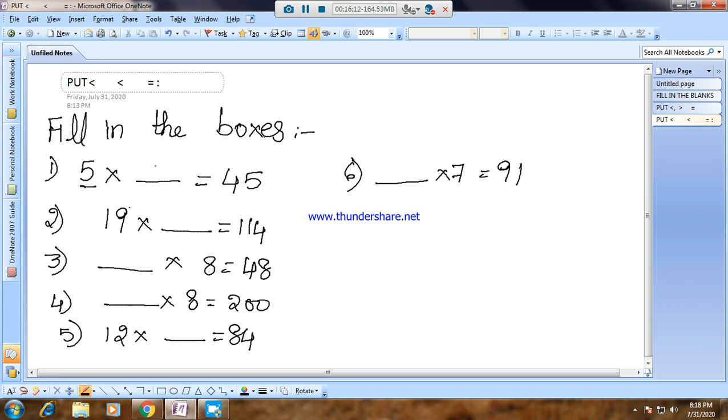5 table, when you'll get 45. 5 ones are 5, 5 twos are 10, 5 threes are 15, 5 fours are 20, 5 fives are 25, 5 sixes are 30, 5 sevens are 35, 5 eights are 40, 5 nines are 45. Now 19 table. 19 ones are 19, 19 twos are 38, 19 threes are 57, 19 fours are 76, 19 fives are 95, 19 sixes are 114. Now 8 table. 8 ones are 8, 8 twos are 16, 8 threes are 24, 8 fours are 32, 8 fives are 40, 8 sixes are 48. These are small numbers, so we go for tables.